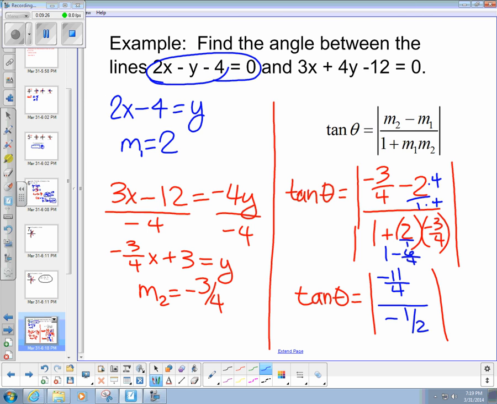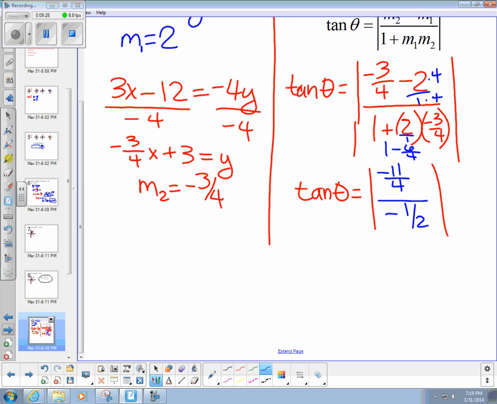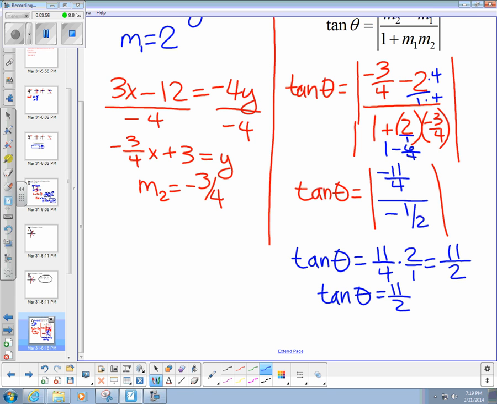Okay, complex fraction. How do we get rid of that? Well, we take the denominator and we flip and multiply. So now we're going to have tangent of theta. And since it's negative over negative, that's going to be positive. And the absolute value of a positive is positive, so I'm going to drop those numbers. So 11/4 times 2 over 1. Okay, when you reduce that, you're going to come out with 11 over 2. So tangent theta equals 11 over 2.